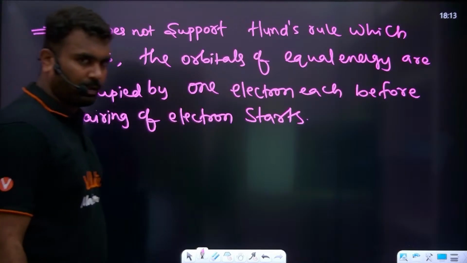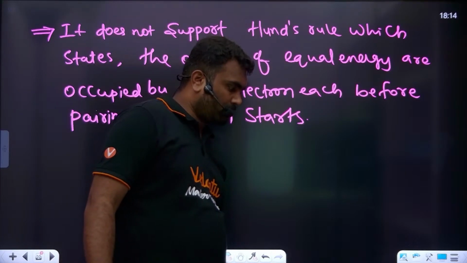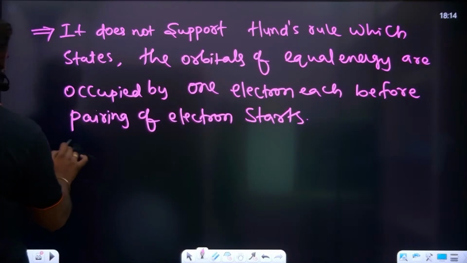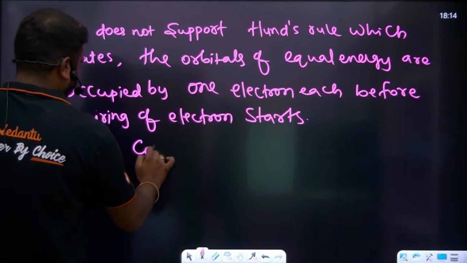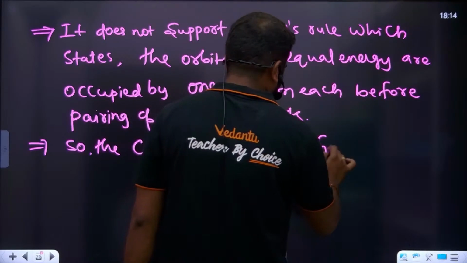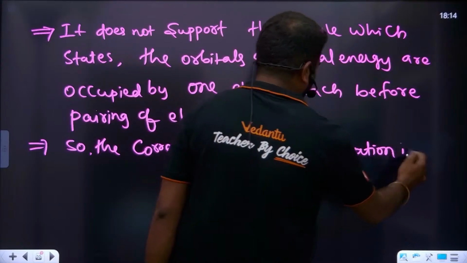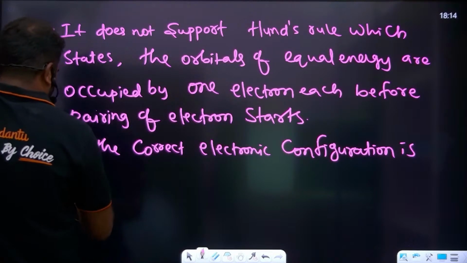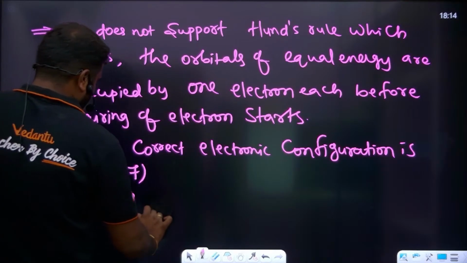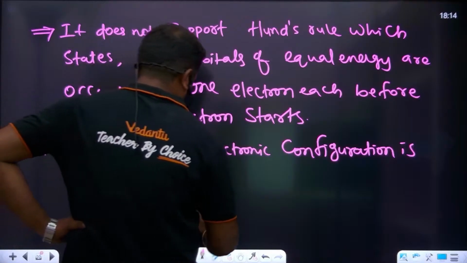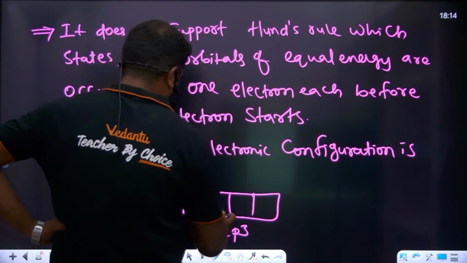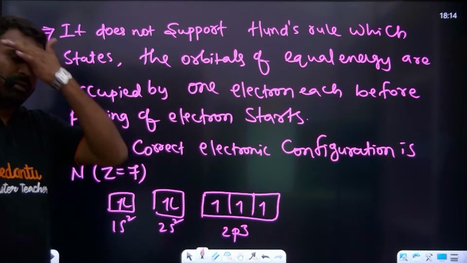So the correct electronic configuration is, for nitrogen with Z equals 7, 1s2 2s2 2p3, with one electron in each of the three p orbitals. So this is the answer for the question.